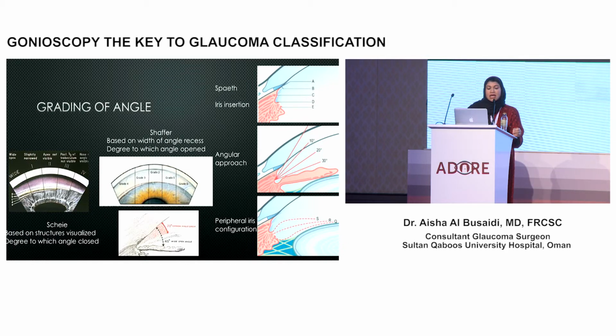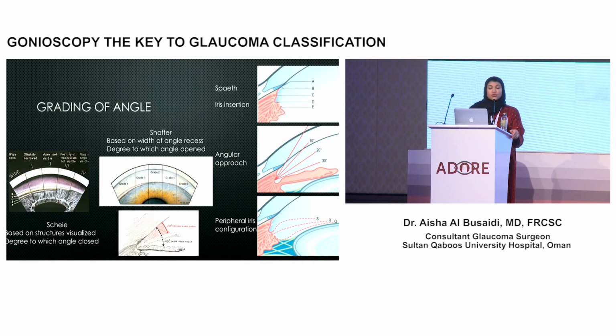So there's several grading schemes for the angle. You use this for communication, for future reference purposes. The original one was Shaffer, which was based on structures visualized. They graded from 0 to 4 according to the degree to which the angle was closed, so 4 being the most closed angle. Scheie was the opposite, from 0 to 4, with 4 being the most opened angle, and it's based on the width of the angle recess.